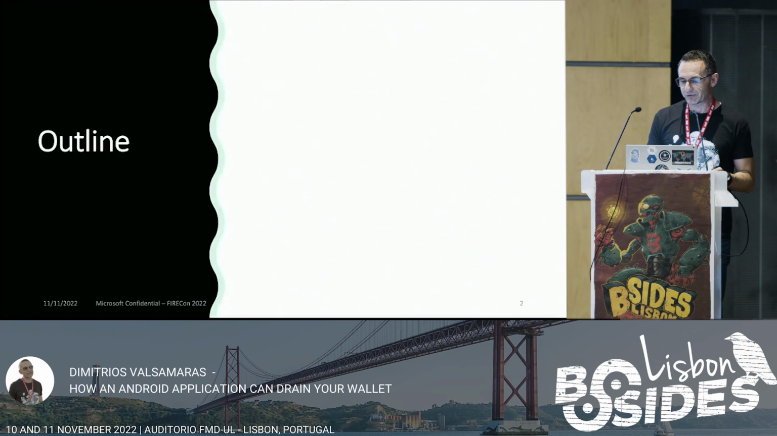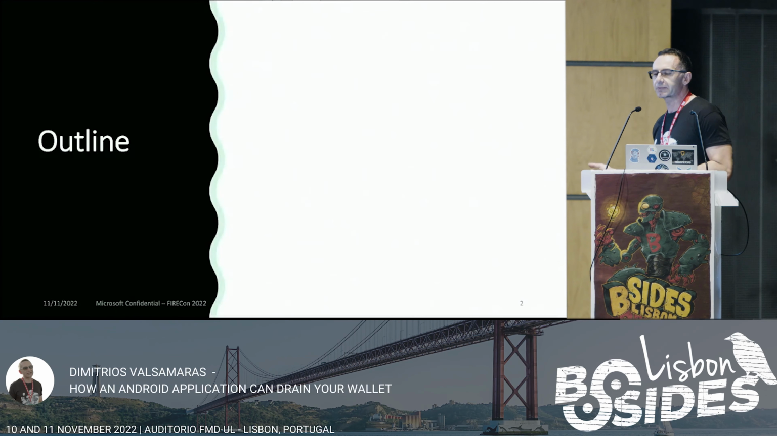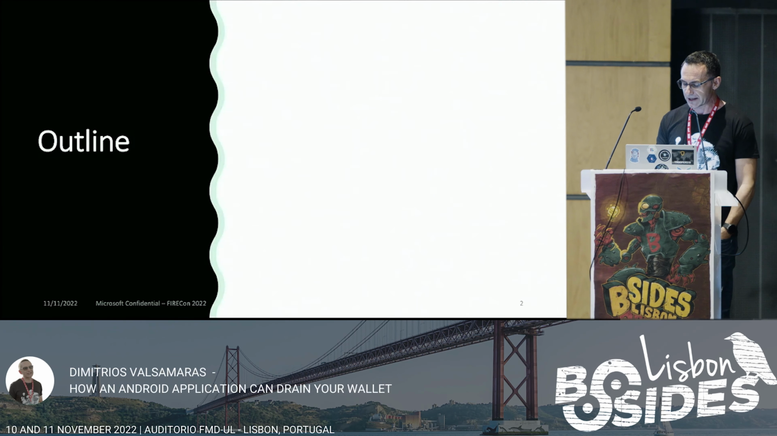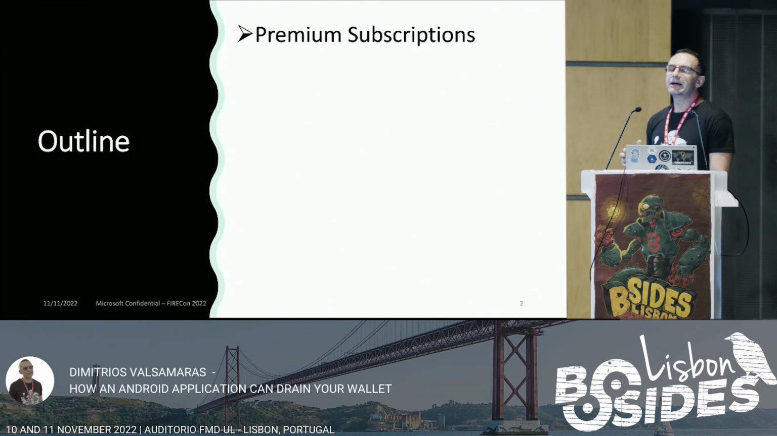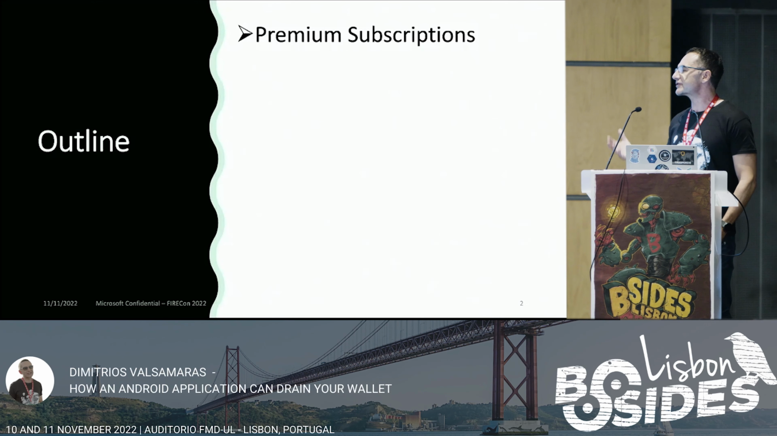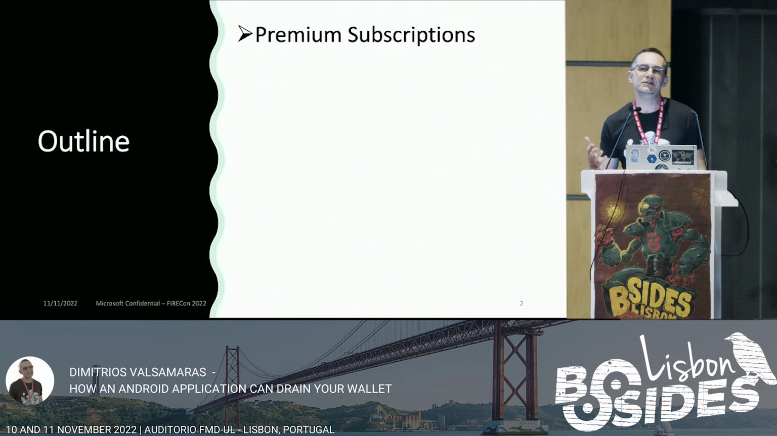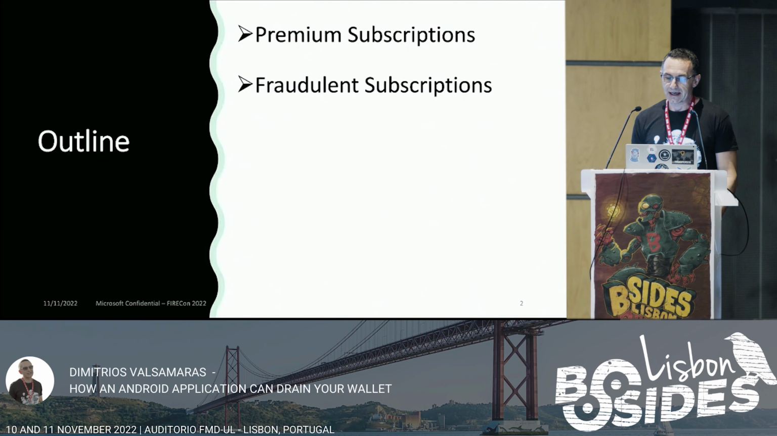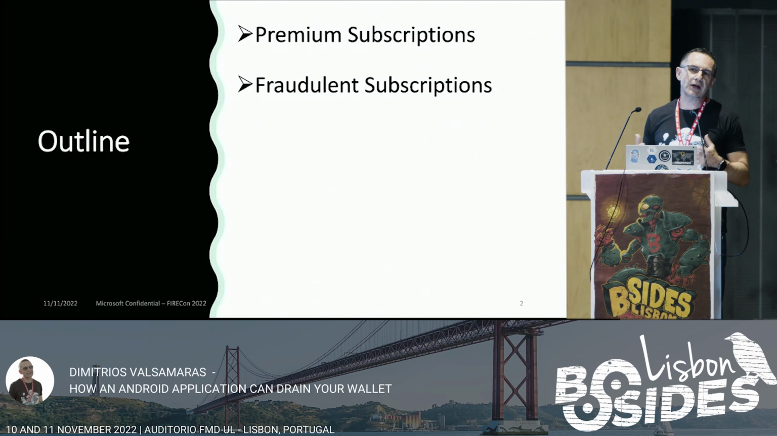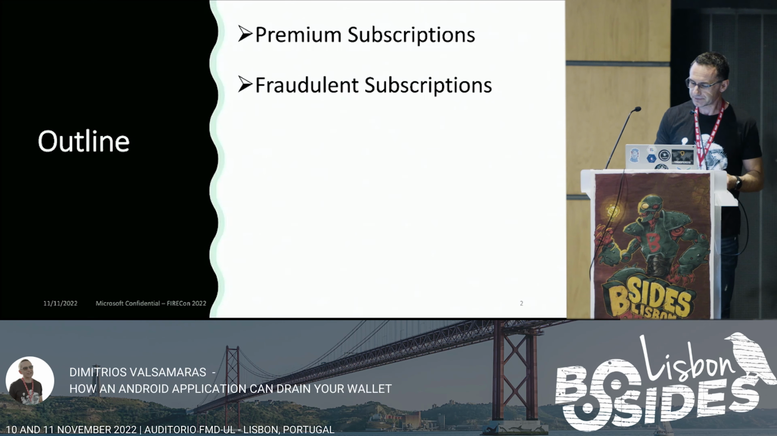Before we start this presentation, let me go through the outline. First of all, we're going to see what a premium subscription is, how this is performed, and how it can be used to enable users to purchase services and products online and get charged on their phone bill. Next, we're going to see how an Android app can perform such a subscription in, let's say, a deceptive way without the user being aware of it.